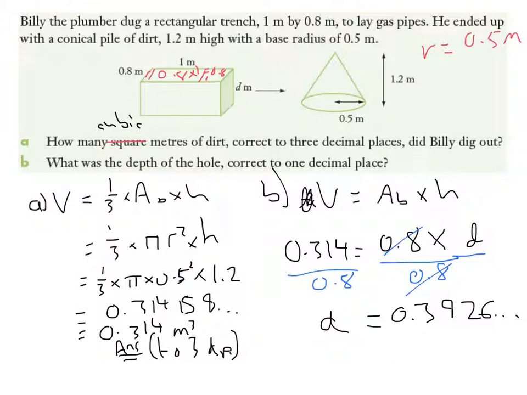Alright, so what does this mean? Remembering that the volume was in metres cubed, our lengths here were in metres, so the depth here must also be in metres. It means that the trench is about 0.392 metres deep. And remembering that our question asked us to answer it to 1 decimal place, whereas the previous one was 3 decimal places, the answer is going to be 0.4 metres to 1 dp. Okie dokie. That's it.